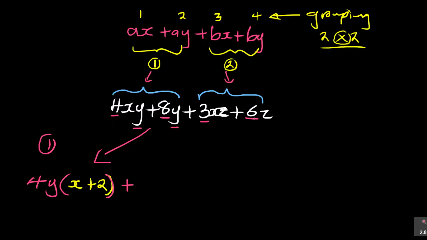Which is the highest number that can go into 3 and 6? It's much easier. This one, you know that 3 can go into 3 and 3 can go into 6. Then the letter is z. So you take out z, open a bracket, the 3 cancels and the z cancels.